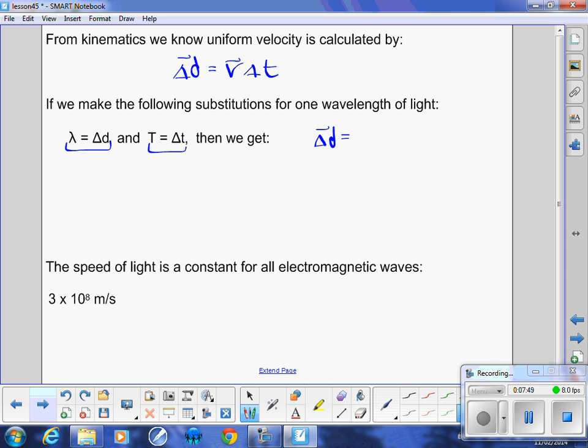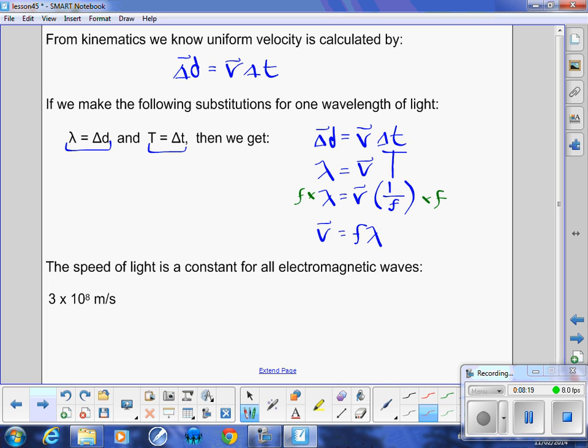So just as a quick reminder, we replace delta D with lambda, V remains the same, and delta T becomes the period. You'll recall that the period is 1 over the frequency. Isolating, multiplying both sides by f, that's where our universal wave equation came from. Okay, so already shown in grade 11.